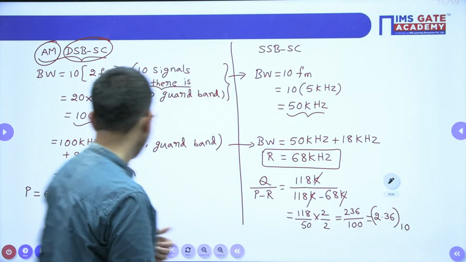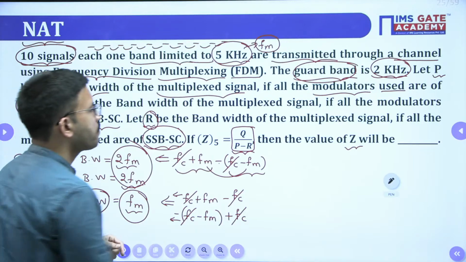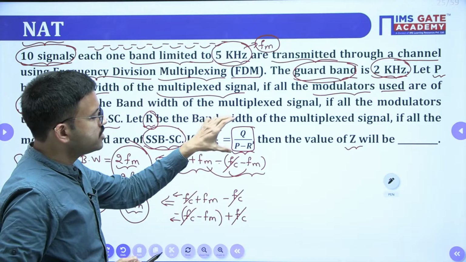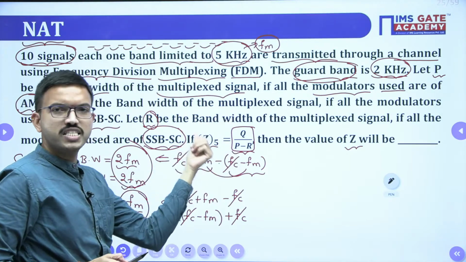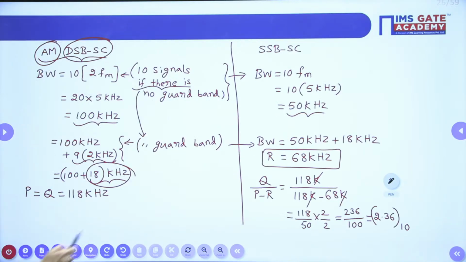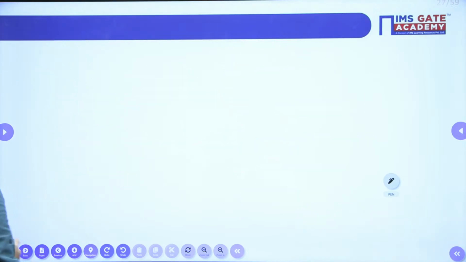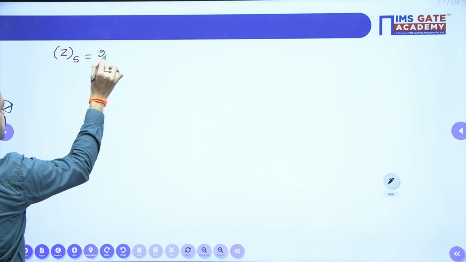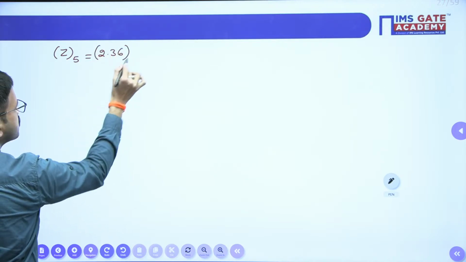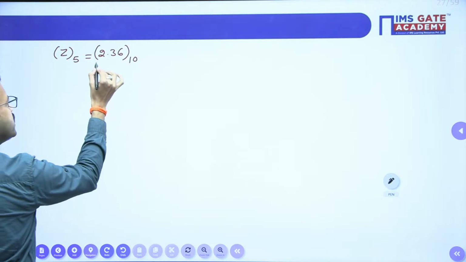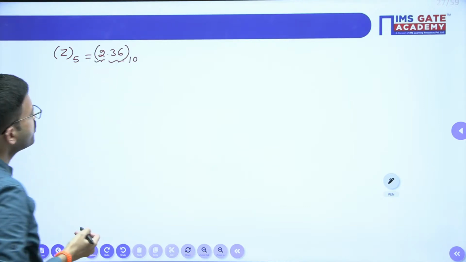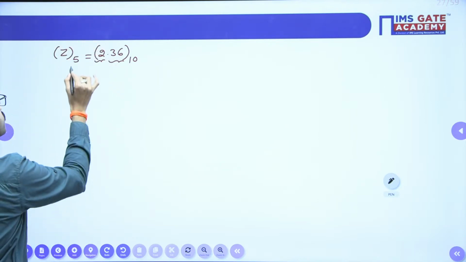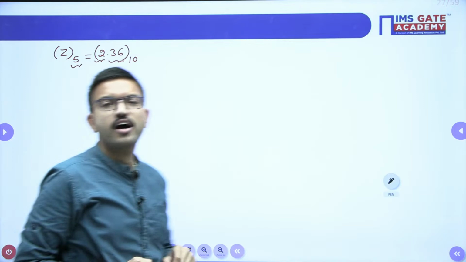But in the question, what they have mentioned is that they have equated it to Z base 5. That means whatever number you have got, you have to convert into a base 5 number. So we got Z base 5 equal to 2.36 base 10. Now you have an integer part and a fractional part. Whenever you want to convert a decimal number, the integer part into base 5, what is the procedure? All of you please respond.